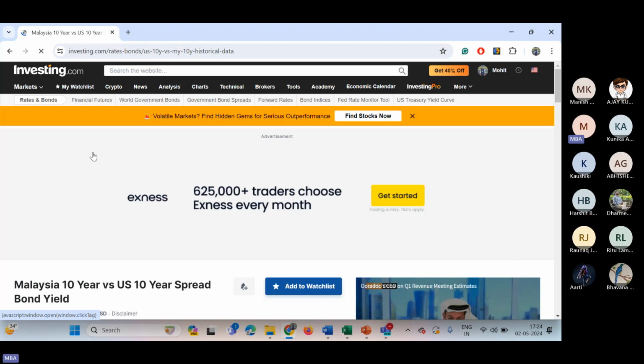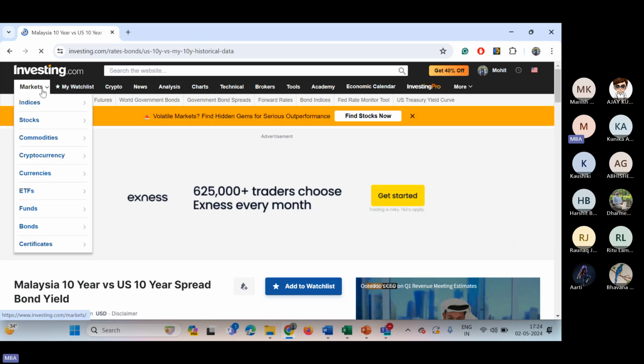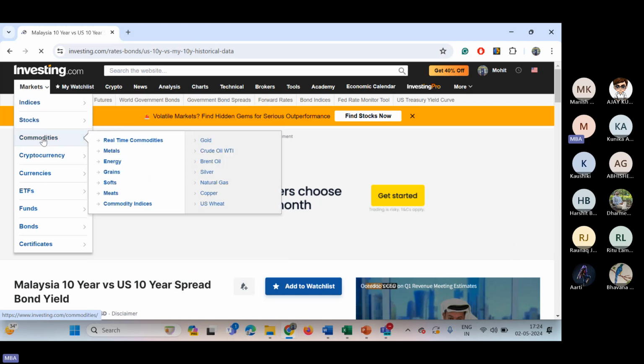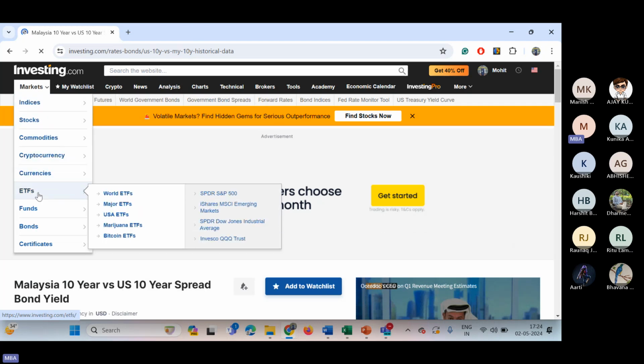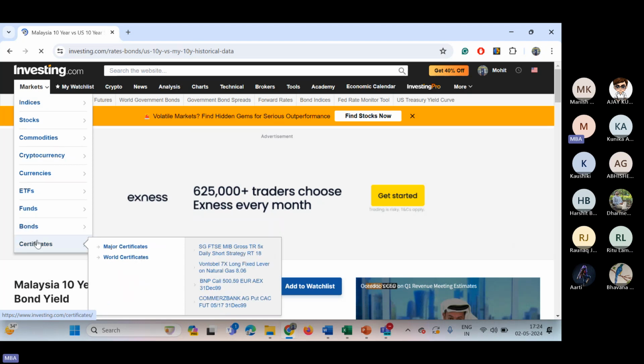And this is mostly free because it is an advertisement-based website. You have to create your account and then you can take data. For example, here you can take indices data, stock data, commodities, cryptocurrency, currencies, ETF funds, bonds, certificates. So where do you want to go?